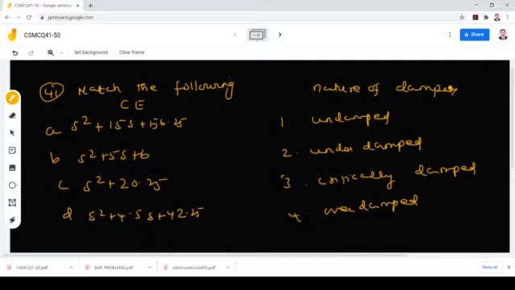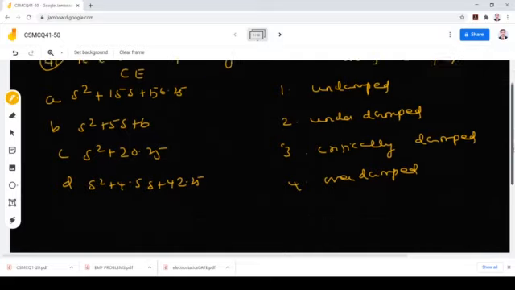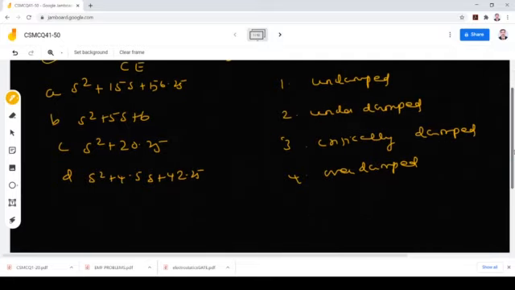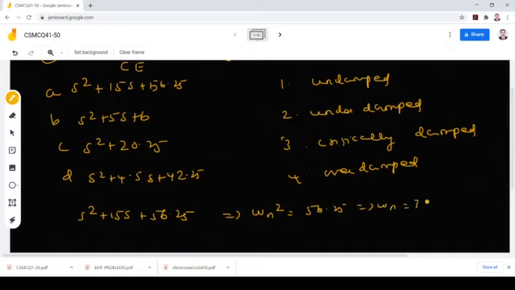So what is that? The first one is S squared plus 15S plus 56.25, right? So they are talking about damping. So first we compare with the general equation. This implies omega n squared is equal to 56.25. So this will indicate omega n is equal to 7.5, right?